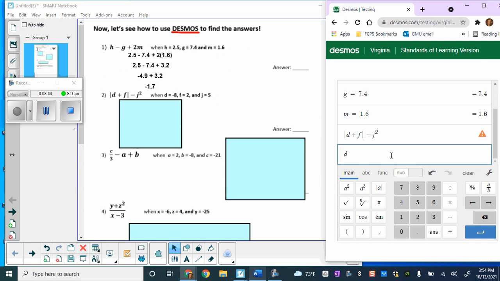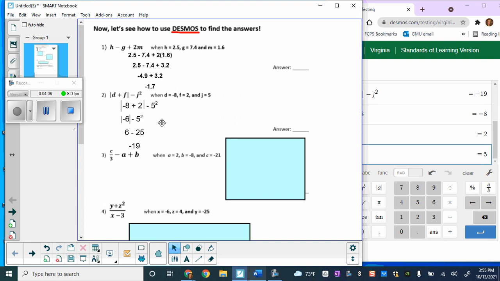We're going to tell it here that d equals negative 8. We're going to tell it that f equals 2. And we're going to tell it that j equals 5. And again, those values are given right next to the problem in your packet. And right there, if it has these 3 values, we can see that we should get a negative 19 for that one.